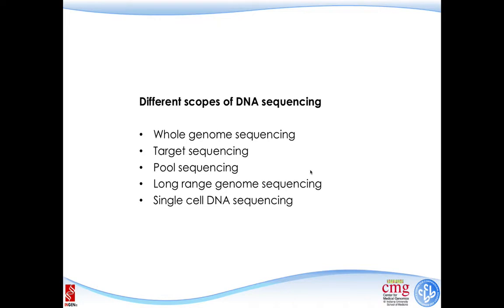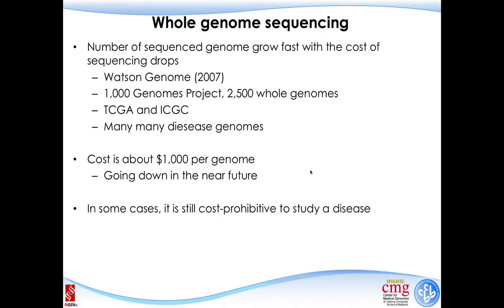Okay. So the next section I want to talk about is more on the experimental considerations of next generation DNA sequencing, and I will start with whole genome sequencing. There's really not too much to talk about for whole genome sequencing, and the number of sequenced genomes grows fast as the cost of the sequencing drops. The Watson genome in 2007 cost $2 million. And then there's the 1,000 Genomes Project, there's TCGA, and many disease genomes are available. And they're all whole genome sequencing.